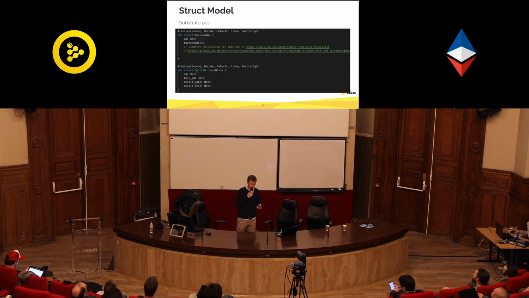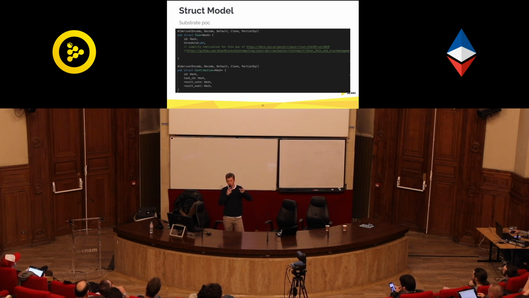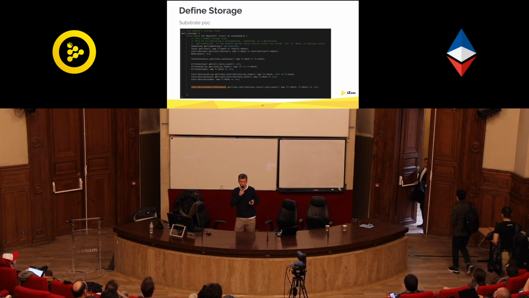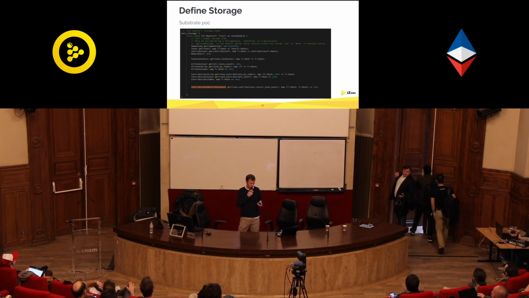So you can define your models. Here I only describe the task and contribution, so a simple modelization. And in the contribution, you see the 2 parameters I have talked about, the vote and the result seal. When you have a runtime, you also define a storage. Basically, here is a mapping of all tasks and all contributions into the runtime storage.